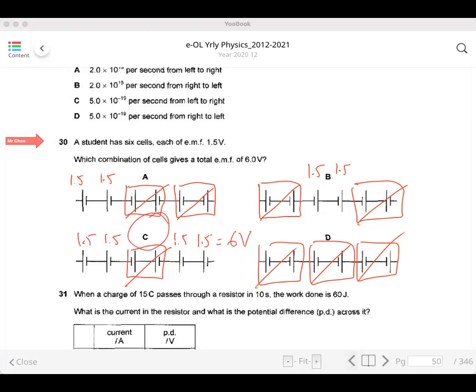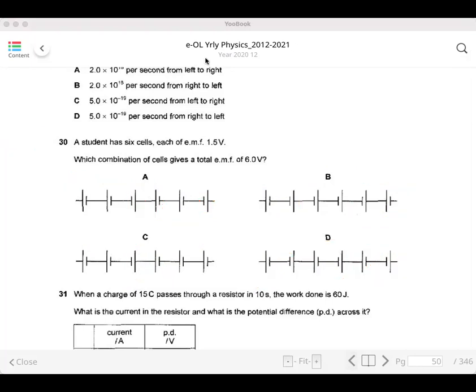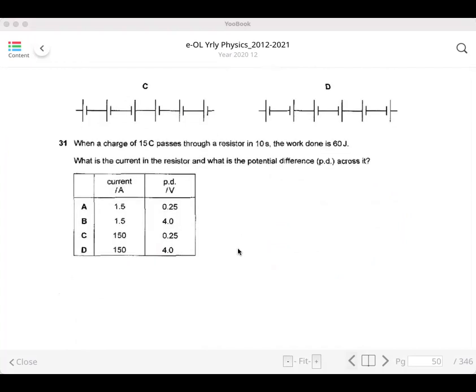Clear? Okay, let's do the last MCQ question before we go for a short break. Let's do question number 31. You may begin. Okay, this question really tests your understanding of your formula. Xiao Xing, well done. You're very fast.